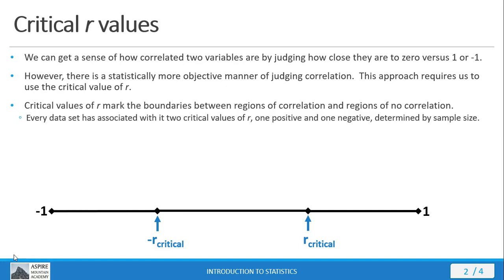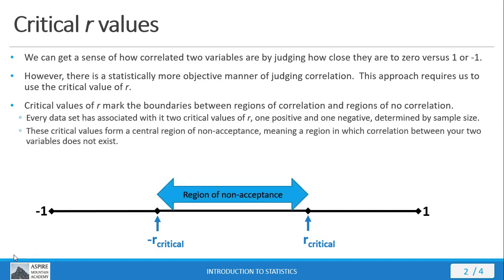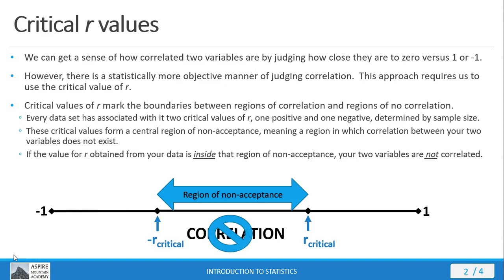Now, the critical values form boundaries between regions of acceptance and non-acceptance. Non-acceptance means we don't accept the idea that a correlation exists between the two variables in our data set because the association between those variables just isn't strong enough. So if your R value lies in this region here between the two critical R values, then we're going to reject the idea that our variables are correlated because there's not a strong enough association between the two variables in our data set.